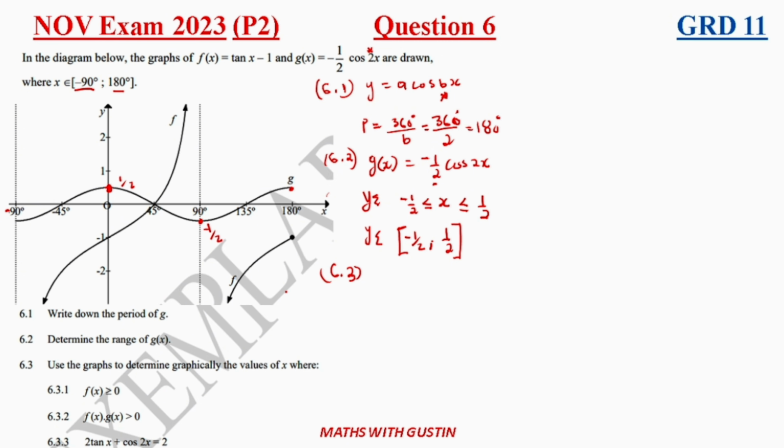6.3 rather. 6.3 said use the graph to determine graphically the values of x. These ones, guys, they bring them a lot. They are there in parabola, they are there in hyperbola, they are there in other functions of paper 1. So if you understood them there, you should be able to understand them here, but I will try to explain them here as well. Right, so we're saying f of x should be greater than or equal to 0. So basically, what are you looking for? You are looking for the instances on the graph where this graph is above the x-axis.